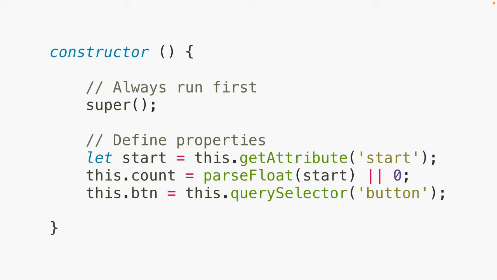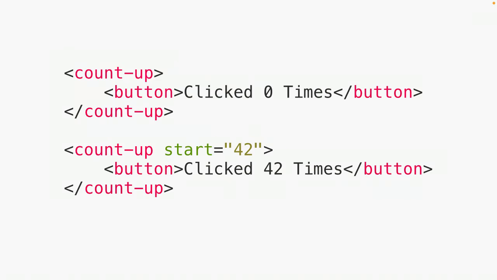In your constructor, you can use the element getAttribute method to get the start attribute on your custom element. Remember, this is scoped with the this keyword, which is great. And then you can use the parseFloat method to convert it from a string into a number. If that attribute exists and it's a valid number, you can use it for the this.count property. If not, you fall back to zero as your default.